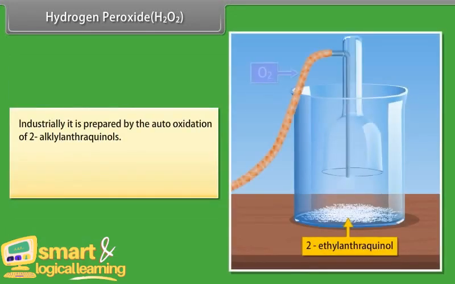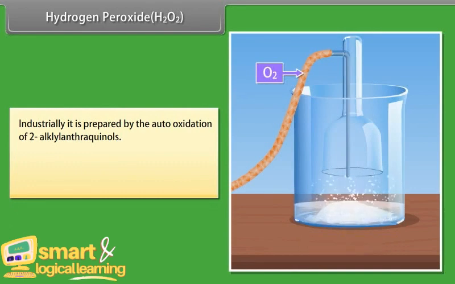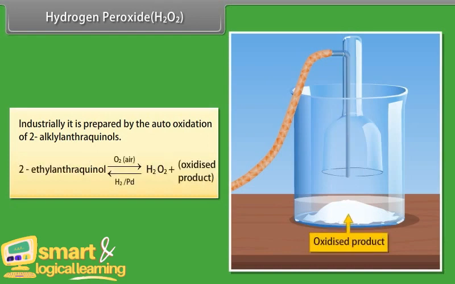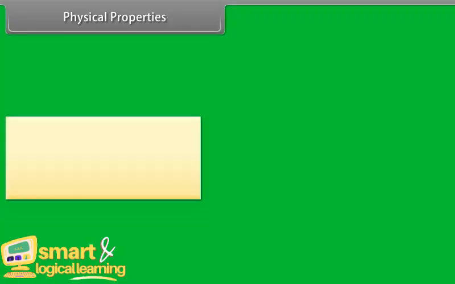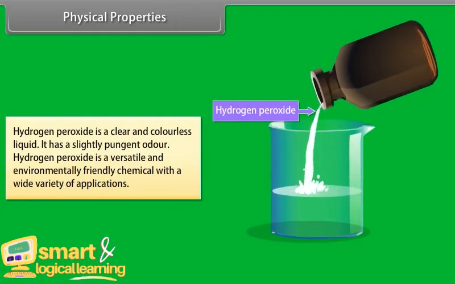Industrially, it is prepared by the auto-oxidation of 2-alkyl anthraquinols. When 2-ethyl anthraquinol is oxidized in the presence of hydrogen or palladium, it gives hydrogen peroxide. Physical properties. Hydrogen peroxide is a clear and colorless liquid. It has a slightly pungent odor. Hydrogen peroxide is a versatile and environmentally friendly chemical with a wide variety of applications.